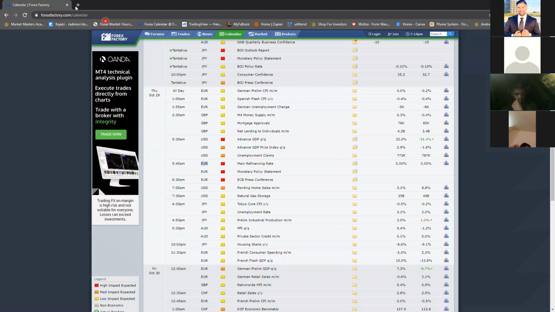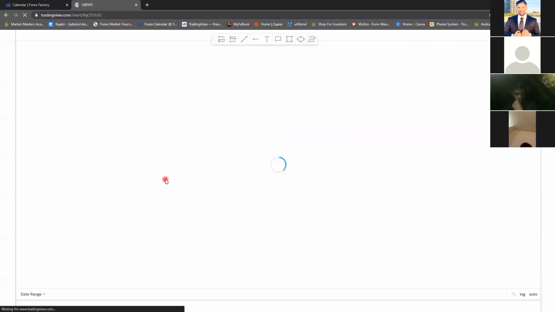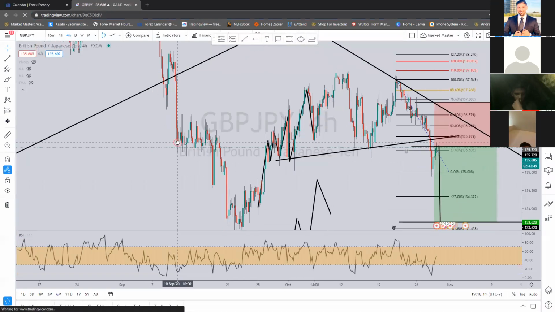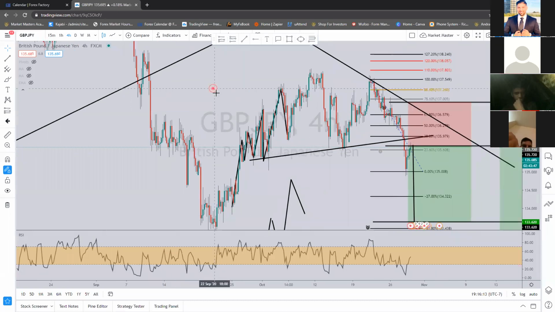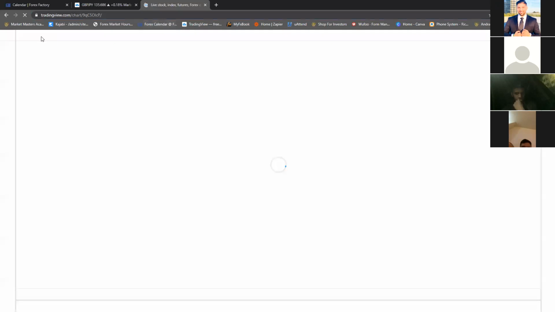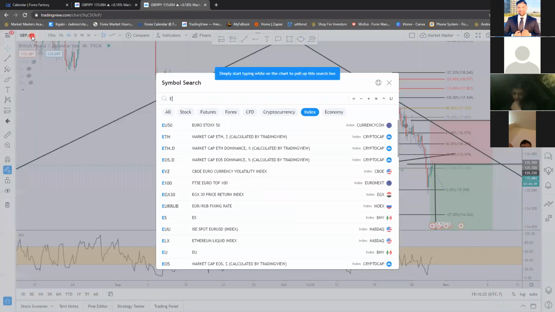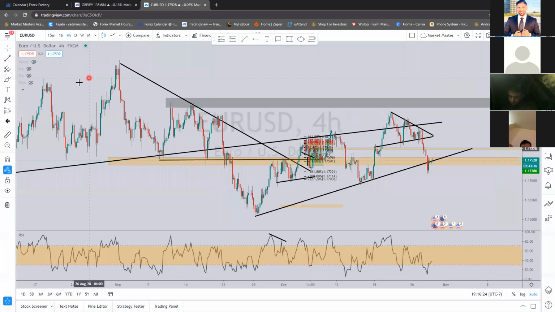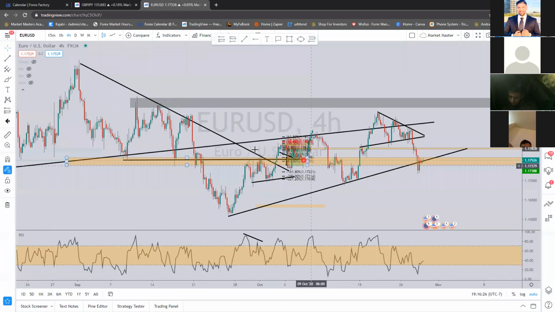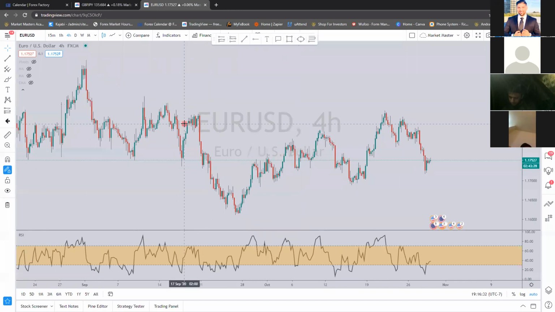Okay, so looking at all pairs now. We'll get into the GBP JPY later. For now, going to be looking at Euro USD, see what we see there. Okay, so I'm going to erase my chart so it's not so confusing here. I'm going to show you guys the full breakdown.